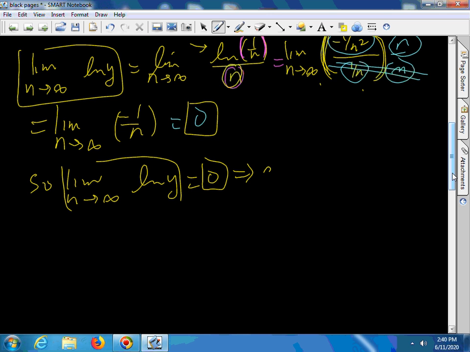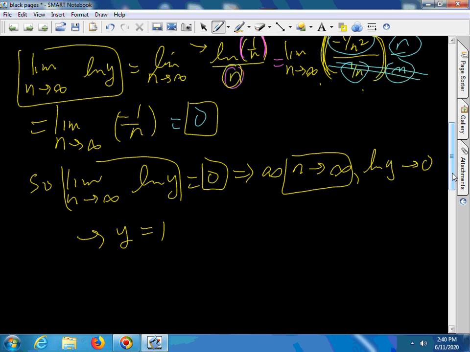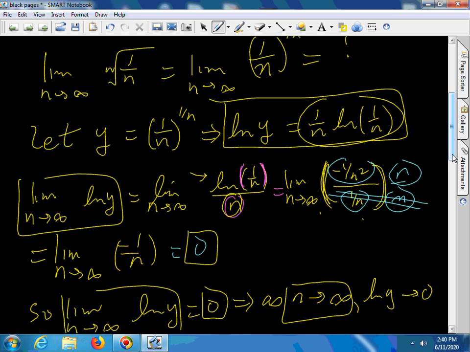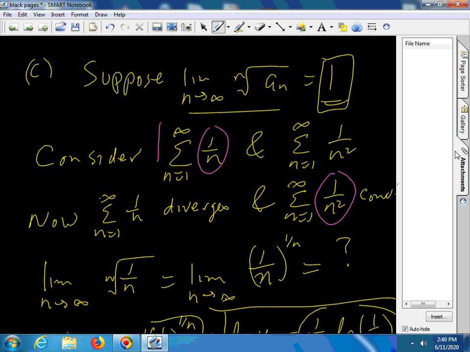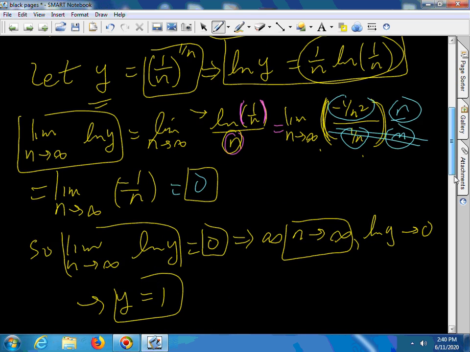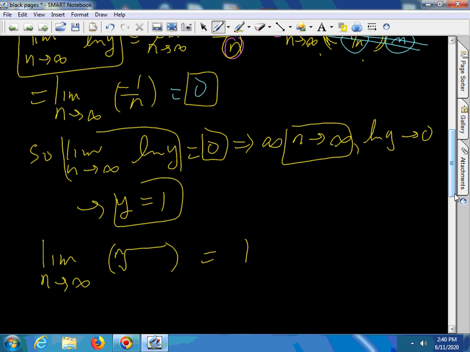This means as n goes to infinity, ln of y approaches 0. But if ln of y is approaching 0, that means y is approaching 1. As n goes to infinity, y goes to 1. That is the limit as n goes to infinity of y is 1. But y was, right here, the nth root of 1 over n. So that limit is 1.